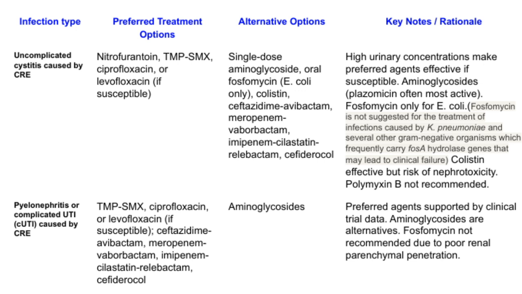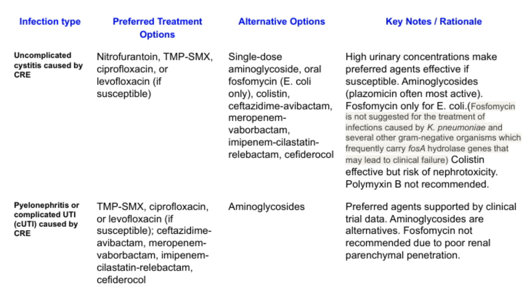It's important to note that fosfomycin isn't recommended for K. pneumoniae or other gram-negative organisms that often carry FOS-A genes, which can lead to treatment failure. Colistin can be effective, but there's a significant risk of nephrotoxicity, so caution is needed. Polymyxin B, however, is not recommended.